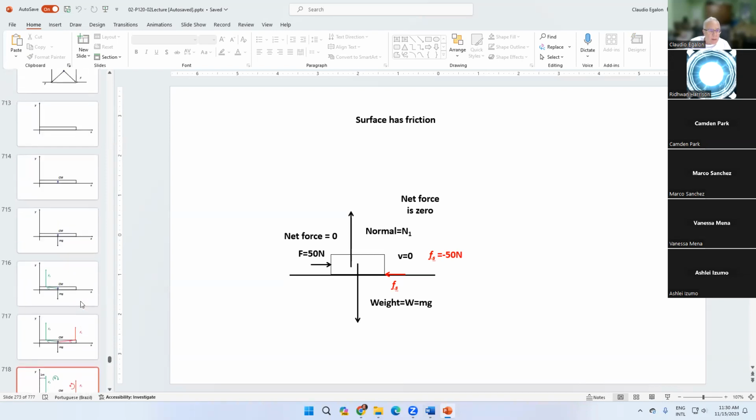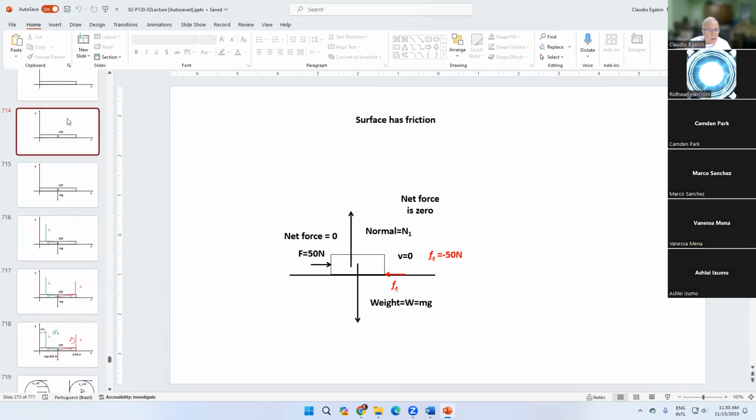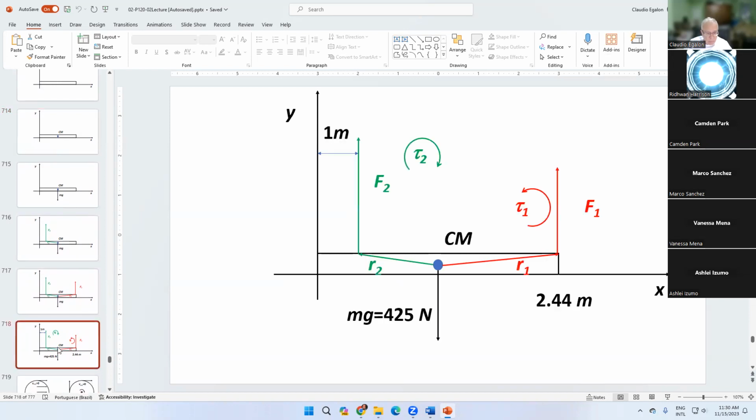Let's see if I can find it. It doesn't look like it saved my, yeah, unfortunately it didn't save it. Okay, so I'm going to have to do it all over again.